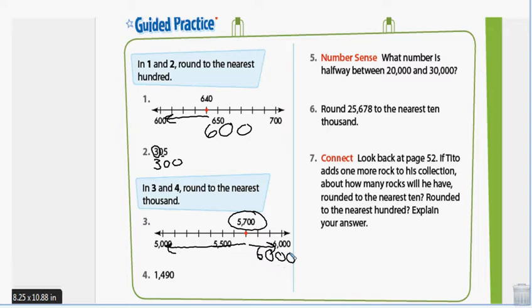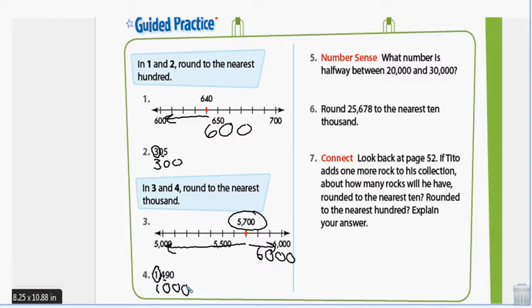Okay, question number 4. We'll use our little rounding graph. It tells us to circle the place value that we're rounding to, which is the thousands. We underline the digit that tells us what to do. There's a 4 right there, so the 4 tells us that it stays the same. So the 1 is going to stay the same, and everything to the right is going to become a 0. So 1,490 rounded to the thousands position is 1,000.